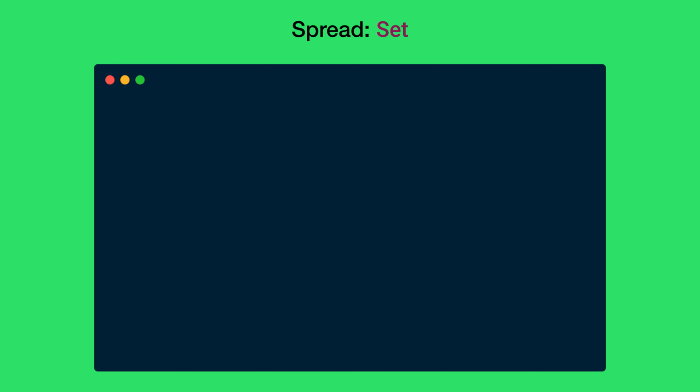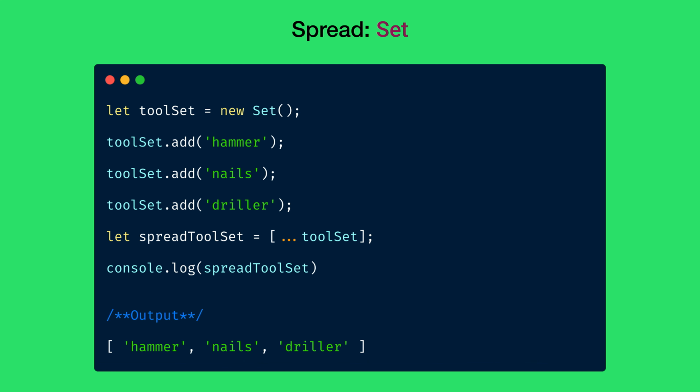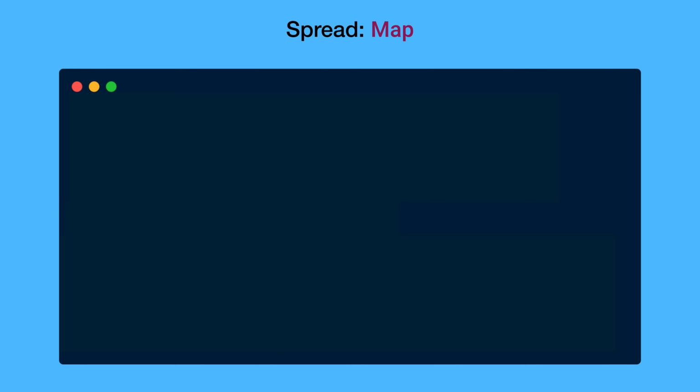Another JavaScript built-in iterable is the set that stores unique values. So let's say we have a variable toolSet and we add a hammer, nails, and driller inside this set using the add method. We then try to spread toolSet inside this new array, spreadToolSet, and log its value. As a result, we get this output. All the elements of the set are spread in this new array. You may have noticed a pattern that all spread syntax does is it opens up all the elements contained inside the original iterable.